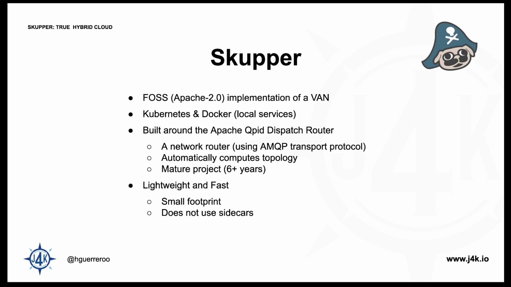Because of the implementation of the router, it's pretty lightweight and fast. It really has a very small footprint and does not need to use the concept of sidecars for doing the connectivity between clusters. You can use sidecars if you still want to use a service mesh in each one of your clusters, but it's not a requirement. It won't be adding overhead to each one of your deployments. It will just benefit from whatever you're running on top of your cluster, and it will just bridge between the different clouds.